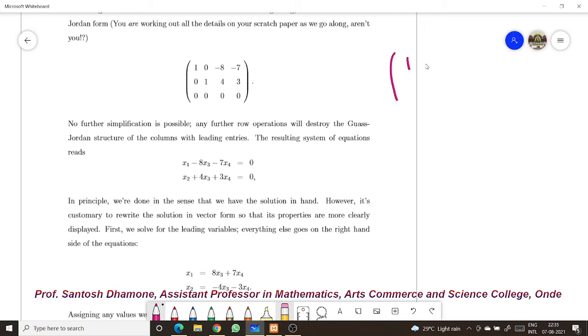The homogeneous system Ax is equal to 0 has non-trivial solutions if and only if there are free variables. If the system of homogeneous equations has free variables, then definitely Ax is equal to 0 has a non-trivial solution, that is, a non-zero solution of the equations.